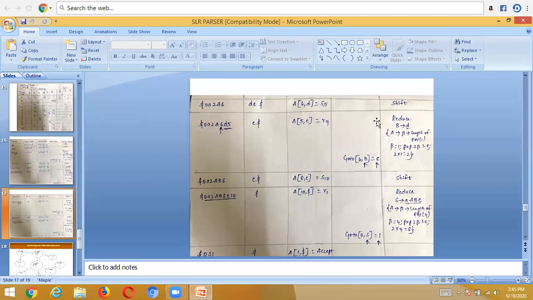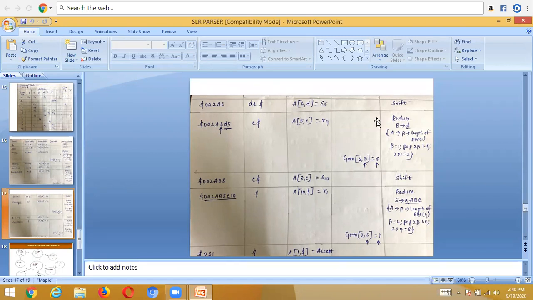That means I parsed an input string with a stack. And finally, I show that this input string, whatever input string I took for doing the parsing, is an acceptable string. And therefore, finally, I conclude that the given grammar is an SLR grammar, or the given grammar is an LR(0) grammar. And this is the process of answering the question in a step-by-step manner.